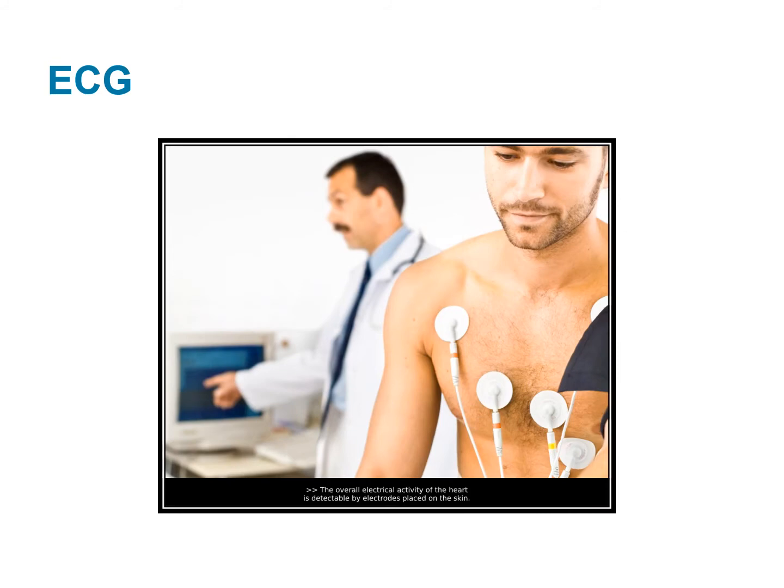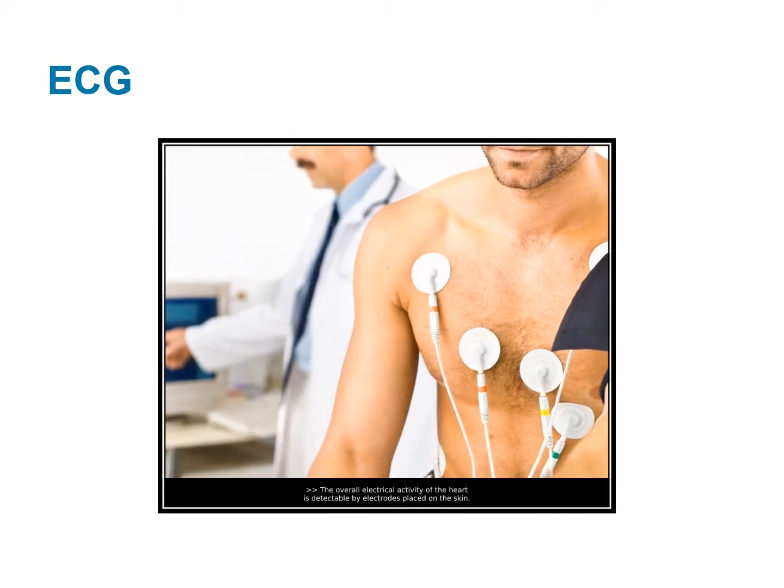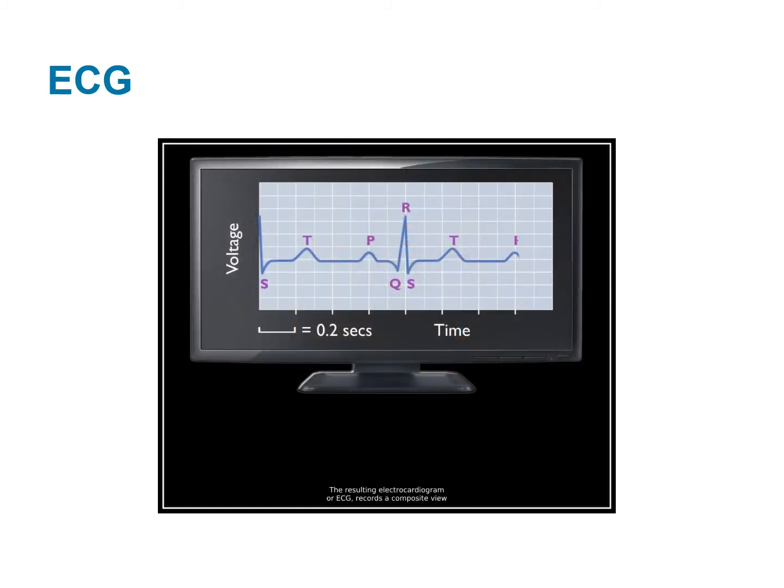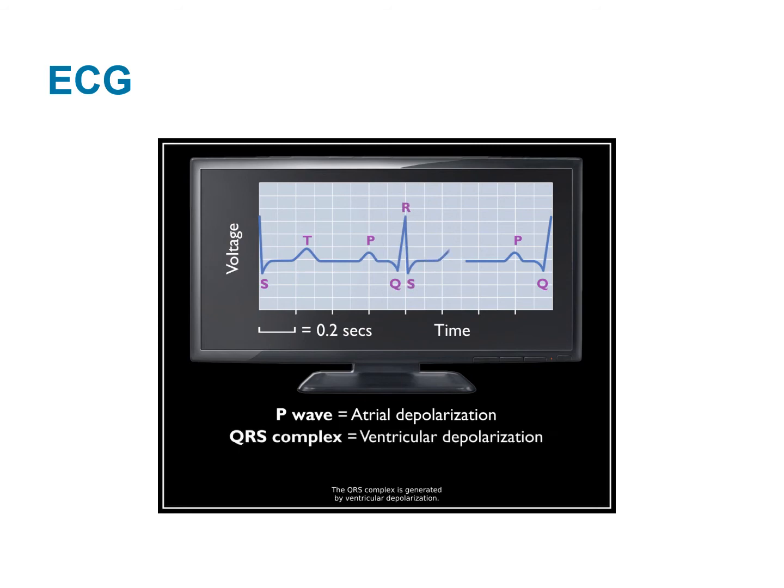The overall electrical activity of the heart is detectable by electrodes placed on the skin. The resulting electrocardiogram, or ECG, records a composite view of all the action potentials occurring in the heart during a given time. The P-wave results from atrial depolarization. The QRS complex is generated by ventricular depolarization, and the T-wave results from ventricular repolarization. Repolarization of the atria normally coincides with the QRS complex and is not visible.